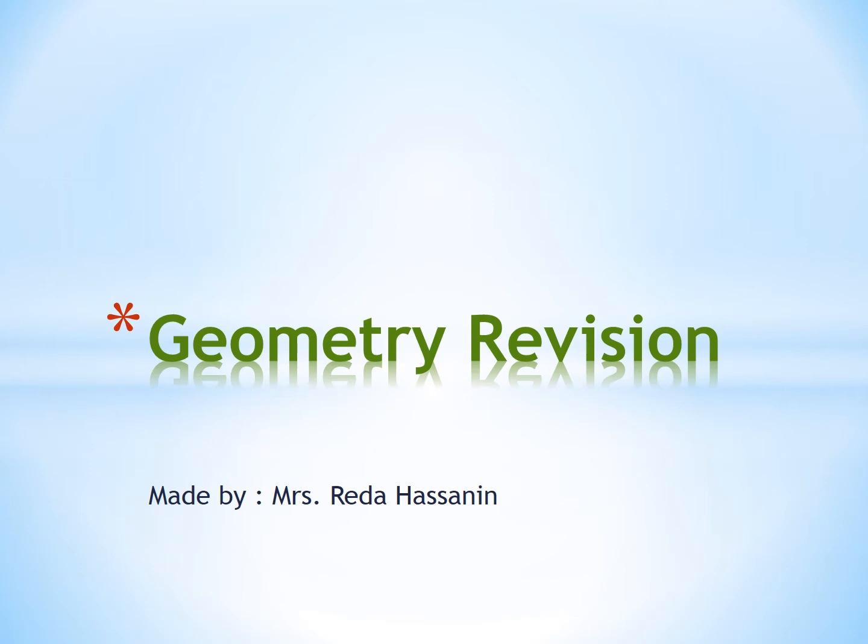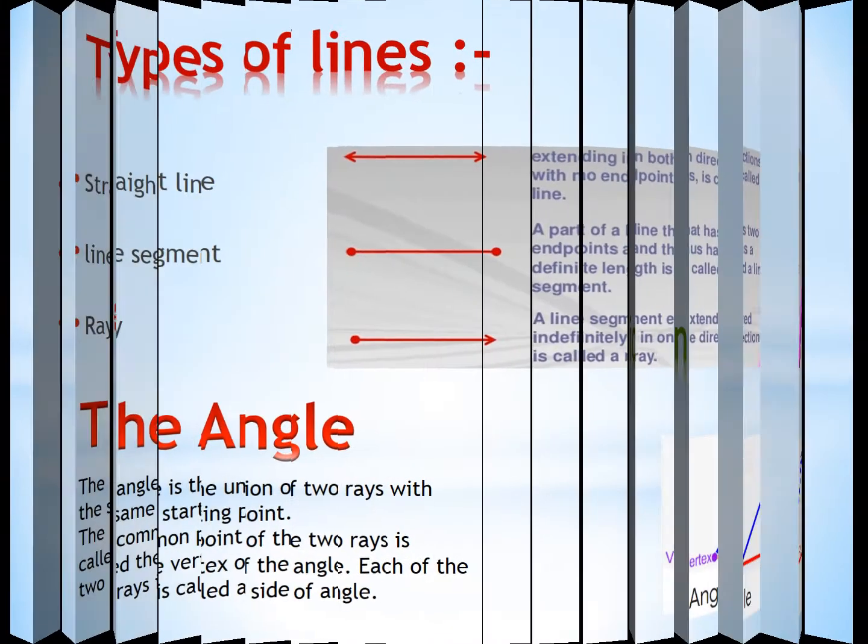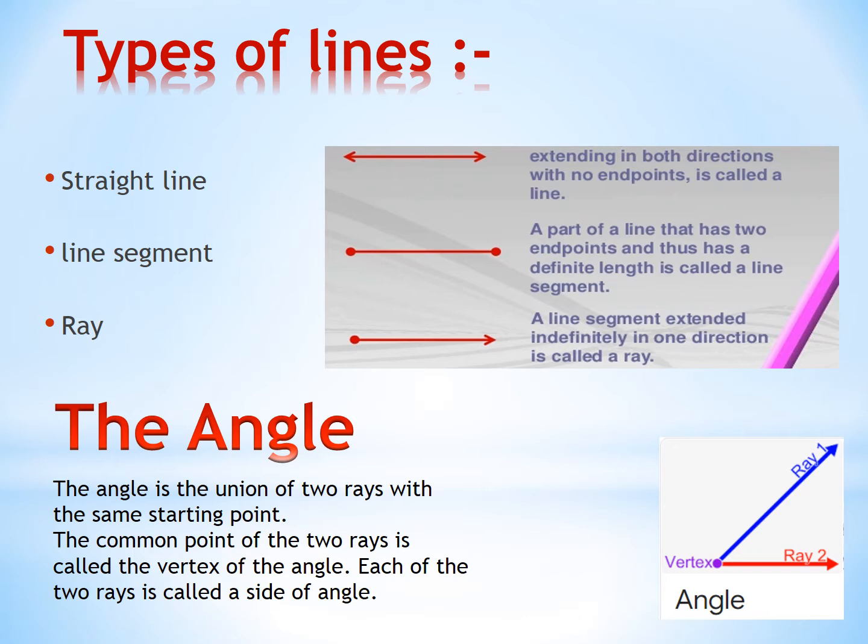Our revision today includes what we studied last year in geometry. هناخد مع بعض types of lines. عندي أول حاجة ال straight line extending in both directions without end points. بعد كده ال line segment, it has an end point and a starting point and it has a length. The ray has a starting point and no end point, it has one direction.